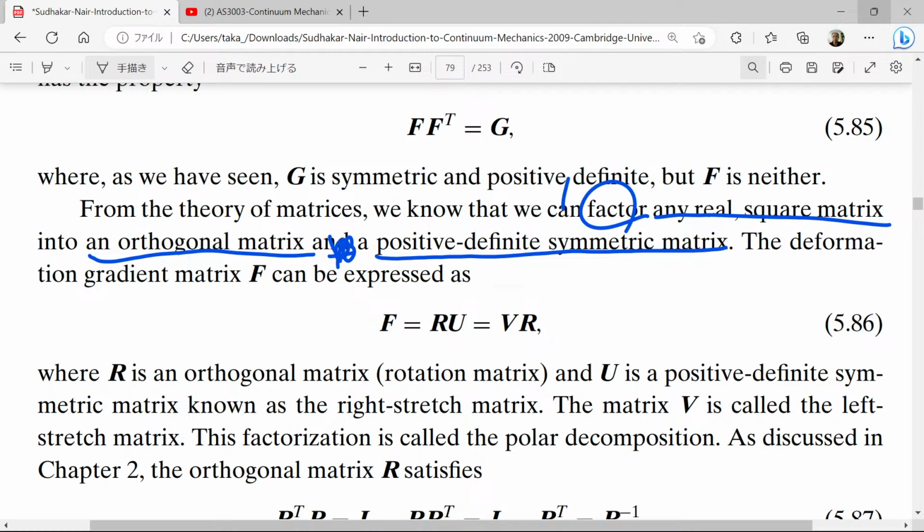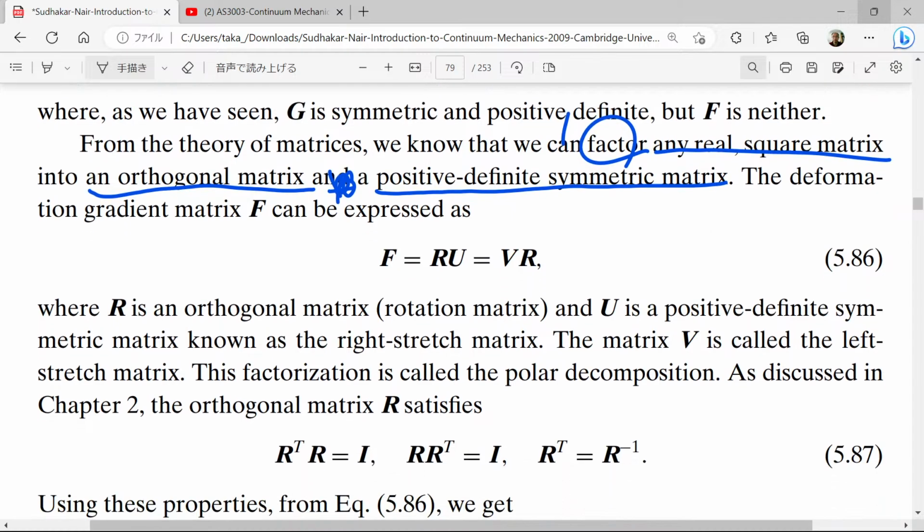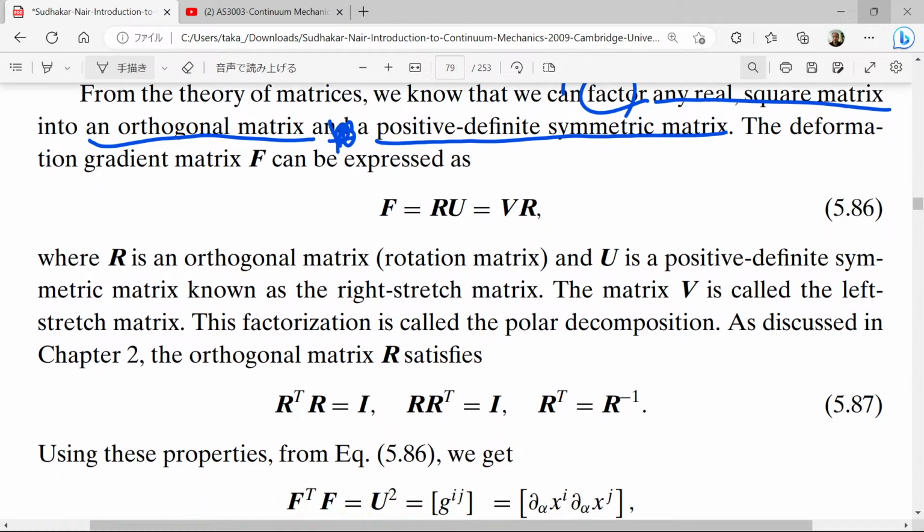The matrix V is called the left stretch matrix. This factorization is called a polar decomposition. As discussed in chapter 2, the orthogonal matrix R satisfies R transpose R equals I, R R transpose equals I, and R transpose equals R inverse.